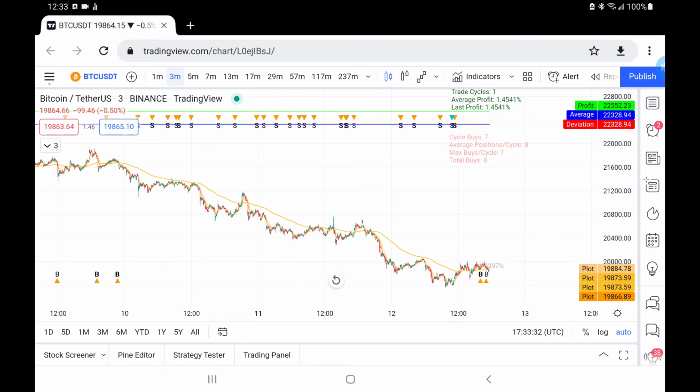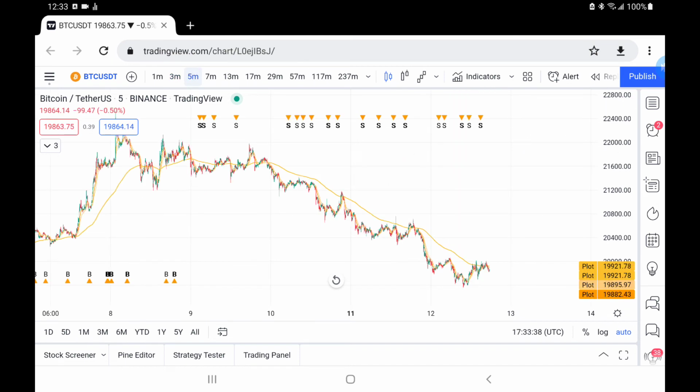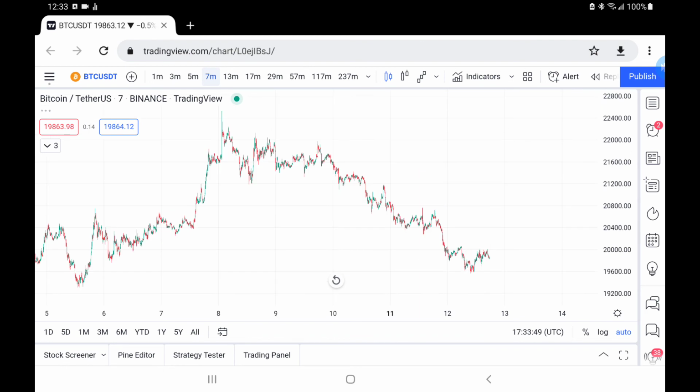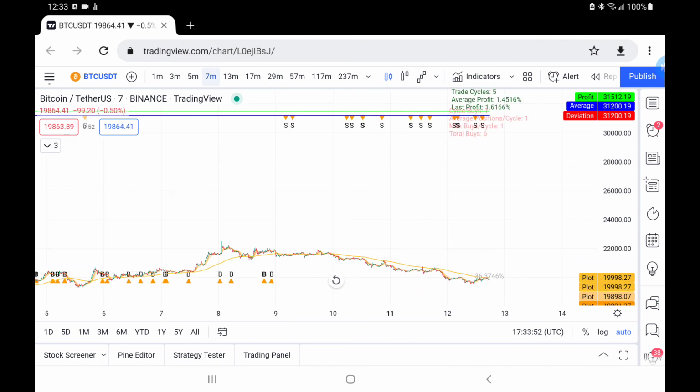Okay, 1 trade cycle. Not bad. Let's keep going. 3 trade cycles. The accumulation looks like it's going up, but it's still acceptable. 5 trade cycles, 1 hit wonder on the 7-minute time frame. Not bad. You can see it's in an open trade, and the distance between the price action and the average is about 36%.